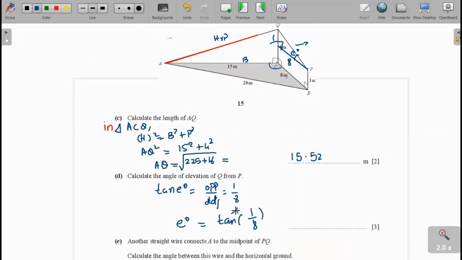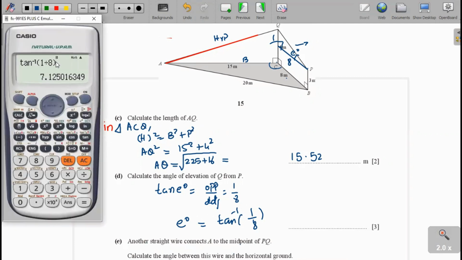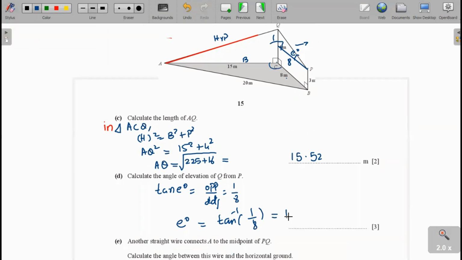Now we calculate it. You see here, tan inverse 1 divided by 8 equals 7.125, and we can write it as 7.13. That is the answer of this part B.